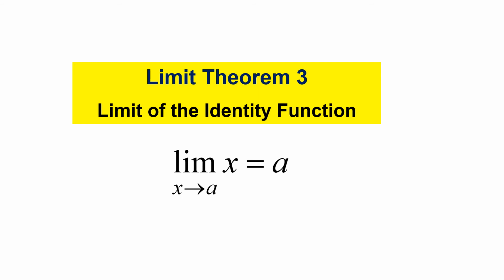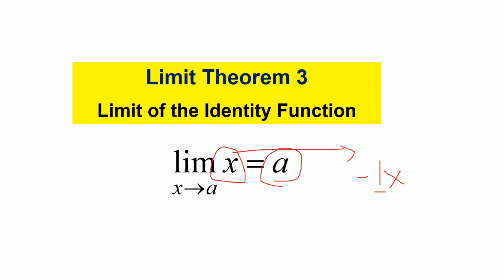For limit theorem number 3, the limit of the identity function. If you look at this portion, you're dealing with a variable only. So there's a numerical coefficient that is equal to 1. In reality, that is 1x, but we don't need to put 1 there as your numerical coefficient under your x, because it does not affect the real value of it. So if we're asked to find the value of the limit of x when x approaches a, that is simply equal to a.